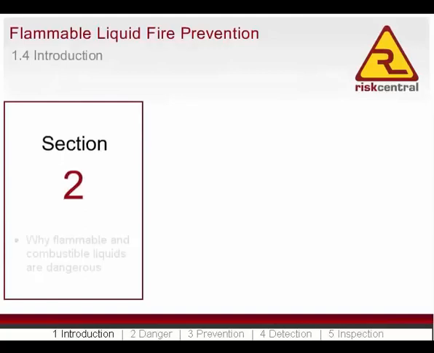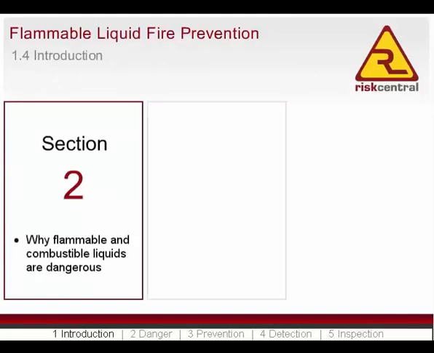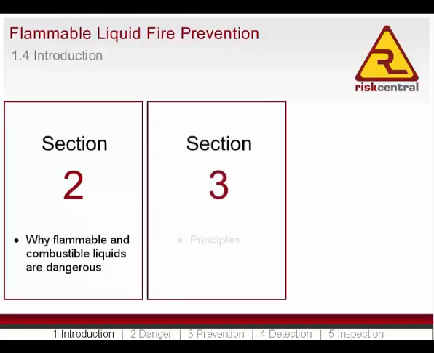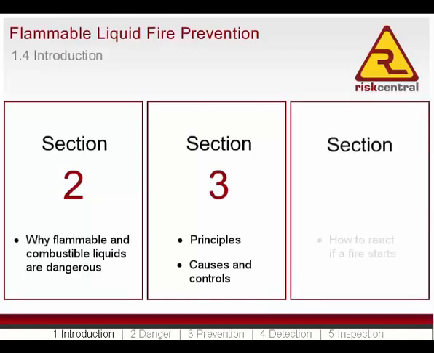Section 2 of this training module explains why flammable and combustible liquids are so dangerous. Section 3 explains the principles of flammable and combustible liquid fires and identifies the major causes and important controls of flammable and combustible fires. Section 4 explains how to react if a fire starts. You can review each section as many times as you like. At the end of each section, there is a short test to reinforce important points.